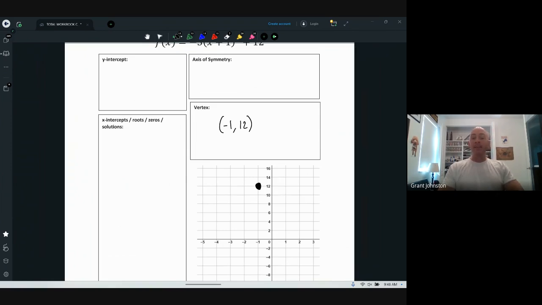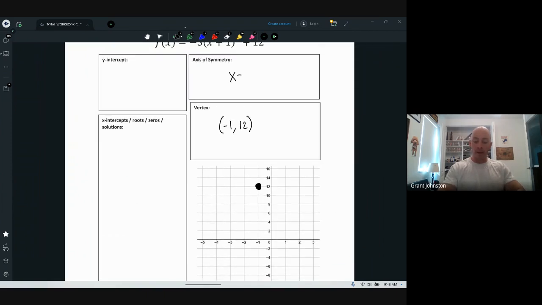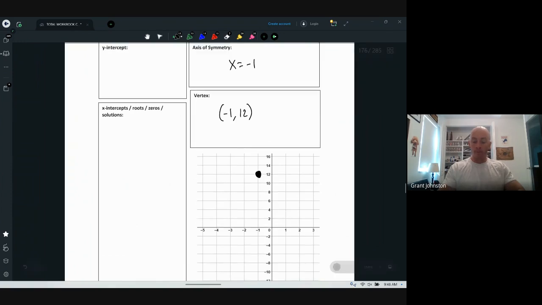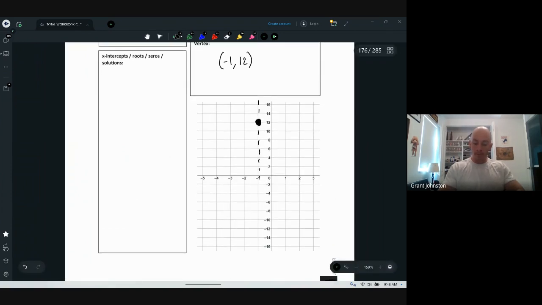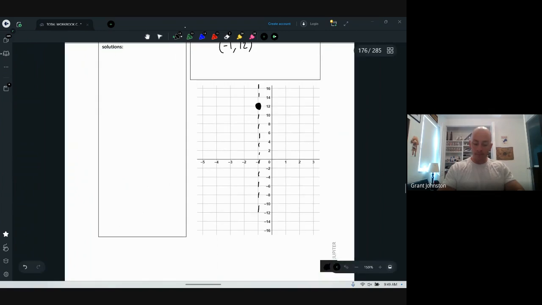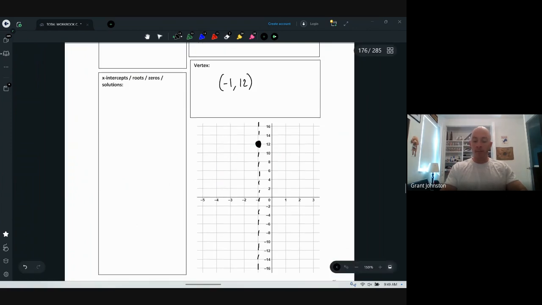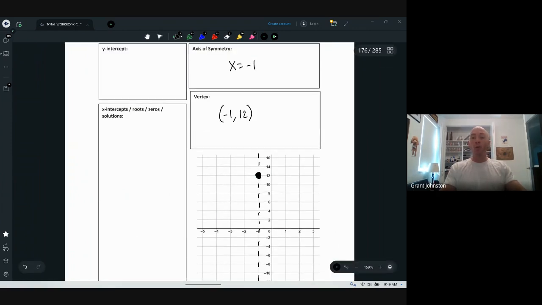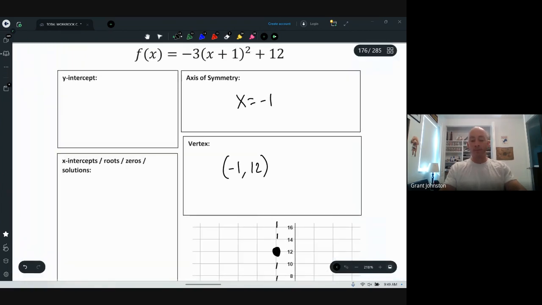And remember, the axis of symmetry goes through the vertex, right? So it should be at x equals negative 1. Okay, so I know it's going to be symmetrical about that, and it's going to open down, right? Because of the negative coefficient. So look at that. We already got 2 out of the 4 key features that we need.